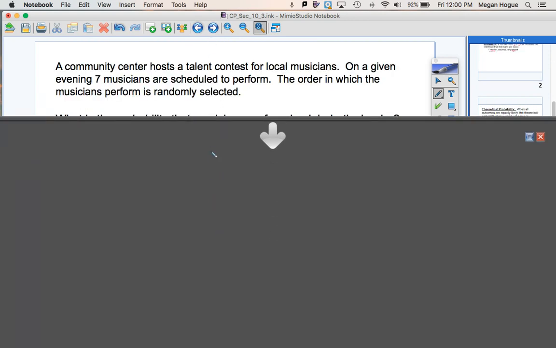Next one here, and again, probably don't need to write this down, just kind of write along with what I'm doing. A community center hosts a talent contest for local musicians. On a given evening, 7 musicians are scheduled to perform. The order in which musicians perform is randomly selected.